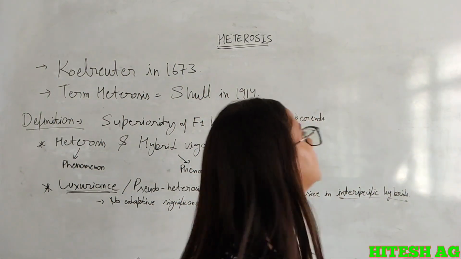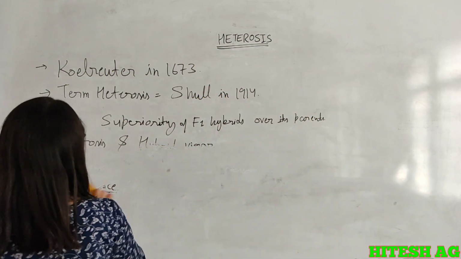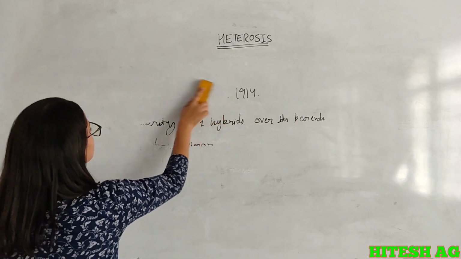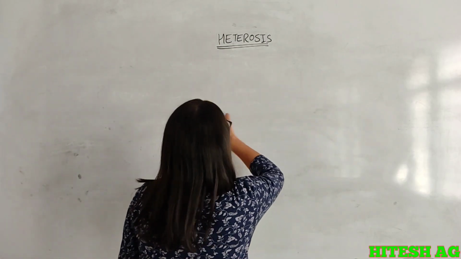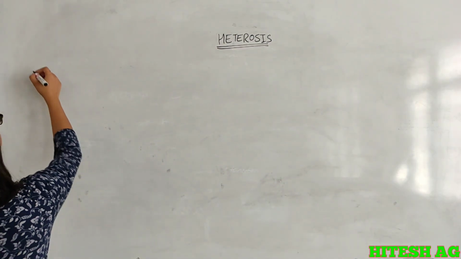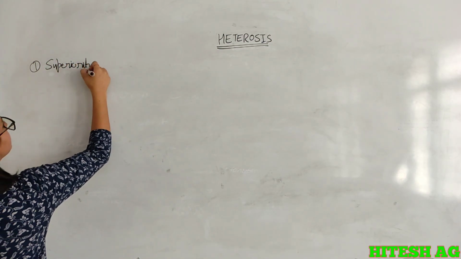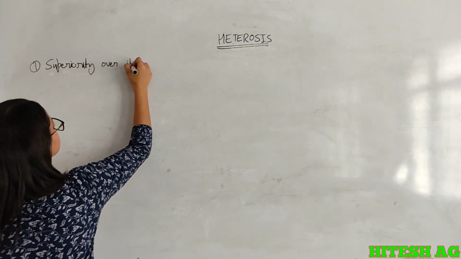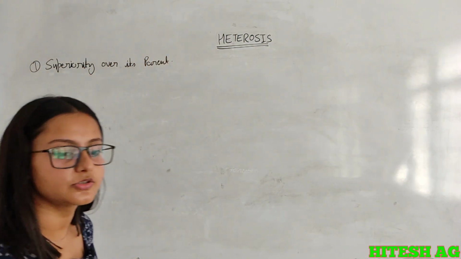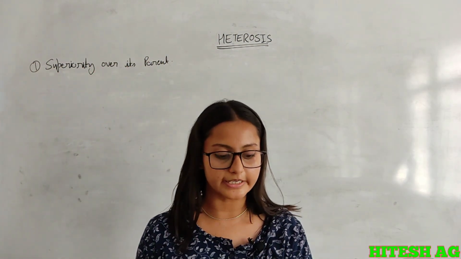Alright, now let's move on to the features of heterosis. There are some important characteristics or features that you need to know about heterosis to know more about this important phenomenon. First one is superiority over its parents. As I told you before in its definition, the F1 hybrid so produced is superior over its parent in one or two characters.